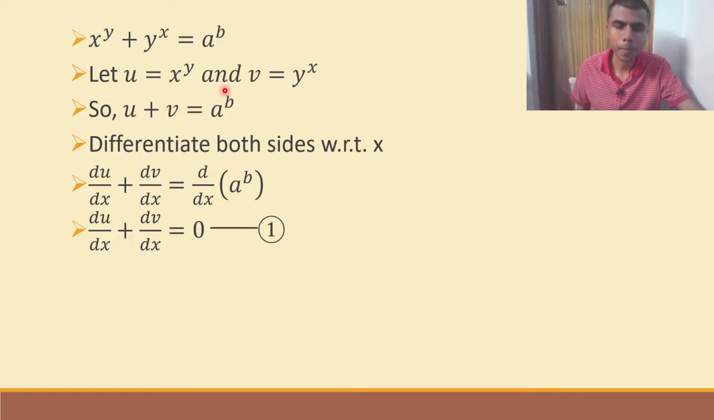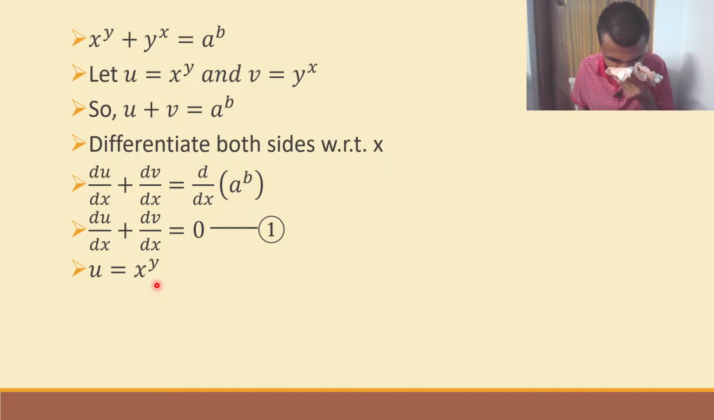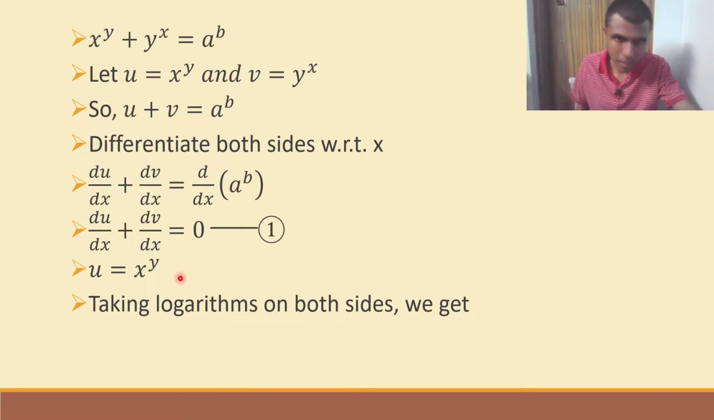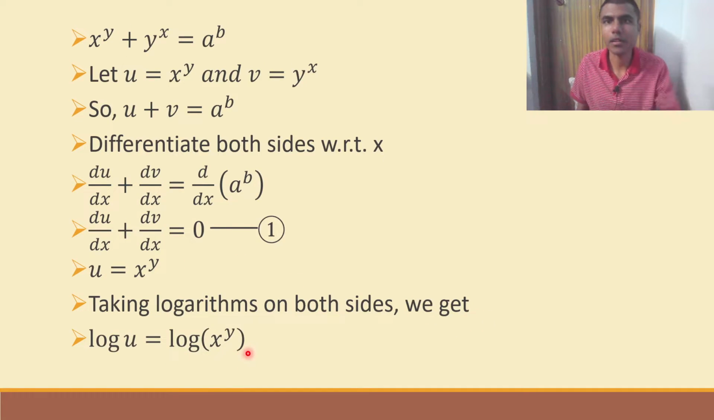Now u is x power y. Here I am going to use logarithmic differentiation. Sometimes when we have a function to the power of another function, then we generally use logarithmic differentiation. What we do is first we apply logarithms on both sides, and then we differentiate so that things will become pretty easy. Now how? Stay with me. By taking logarithms on both sides, log u is equal to log of x power y.